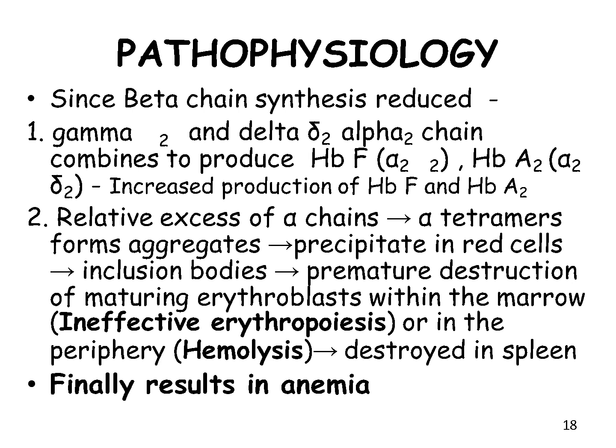If we go through the pathophysiology of beta thalassemia, since beta chain synthesis is reduced, there is excessive production of HbF and HbA2 and reduced production of HbA. The relative excess of alpha chains forms alpha tetramers. These form aggregates which precipitate in the red cells and form inclusion bodies. These inclusion bodies cause premature destruction of maturing erythroblasts within the marrow. This is called ineffective erythropoiesis. If this destruction occurs in the periphery, it is called hemolysis, and this ultimately results in anemia.